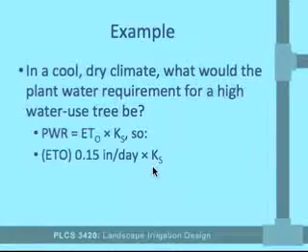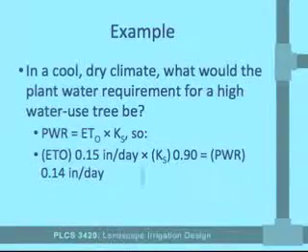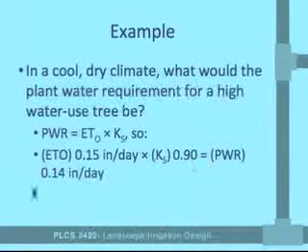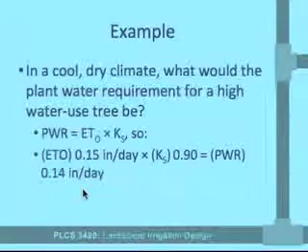What about the species factor? We said it was a high water using tree. So here's our tree, high water using tree, the species factor is about 0.9. So using that information and putting it into our equation, 0.15 times 0.9 equals 0.14 inches per day. So that is the plant water requirement in that particular situation.